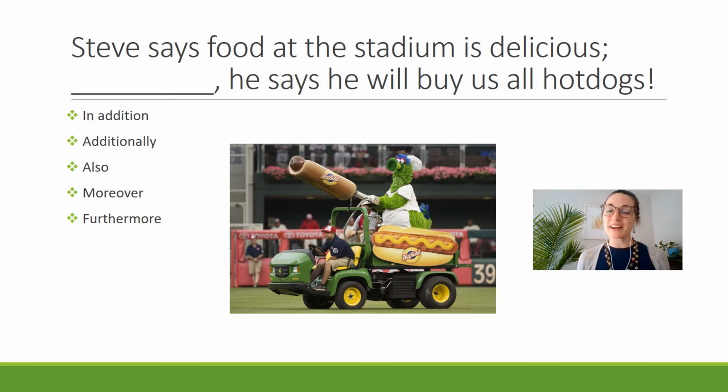Let's take a look at our final example for this section. It says, Steve says food at the stadium is delicious. Blank, he says he will buy us all hot dogs. Again, in this situation, we could use any of these words. In addition, additionally, also, moreover, furthermore, they all fit well in this blank.